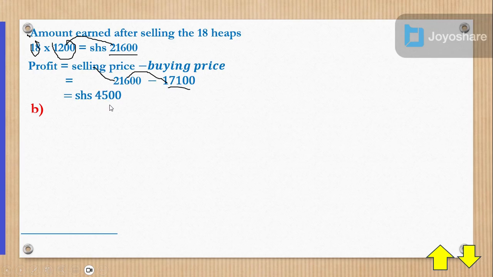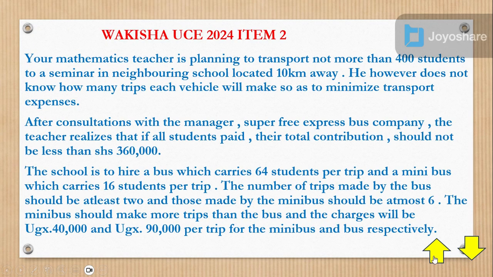So now part A, which was asking for how much profit you will get, has finally been completed, and as per the Wakisha marking guide, I think they gave 8 marks. However, this may vary according to which examiner. Now we are going to part B.